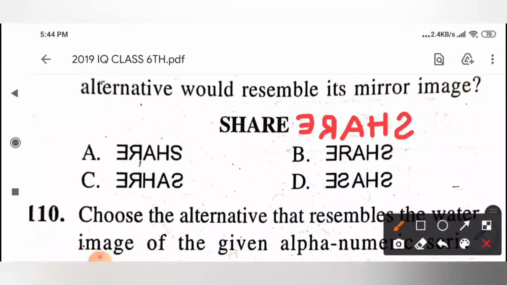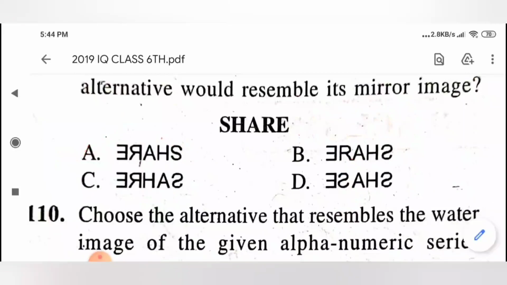S-H-A-R-E, share. Just we need to compare everything. I am comparing first A. A I compare. Yes, I get. The correct option is option A. Why not C? Because in C, you see, H and A are interchanged. Why not B? In B, R is not laterally inverted. Why not D? In D, there is a spelling mistake here. Instead of R, they have given S. So the correct option is option A.